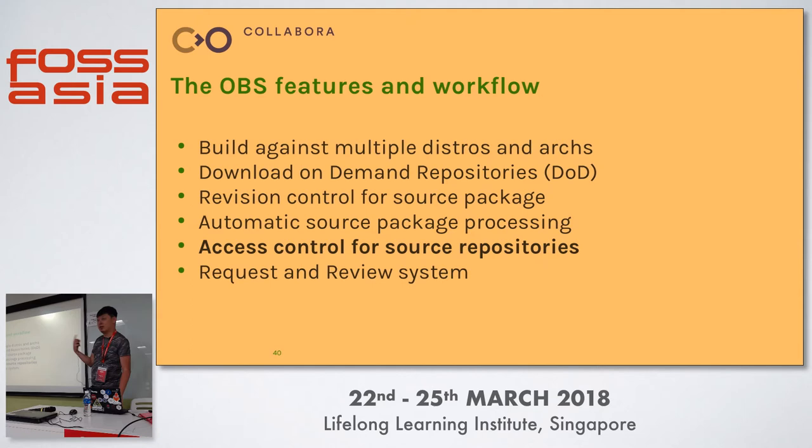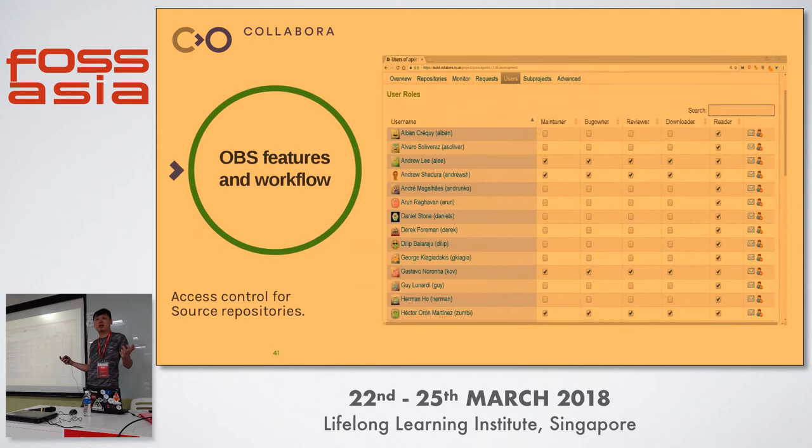You can have multiple different projects, and just imagine that you have different engineers that work on the same project. So you can have access control, who can review, who can approve the new package landing in a production repository, or who can download. If something is a secret project, an internal project, you can limit the access of the engineers to each other.